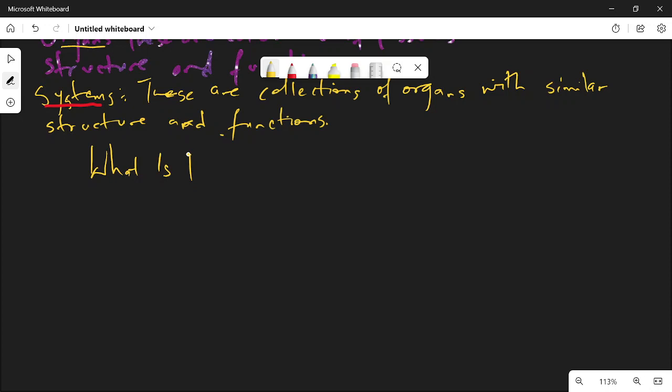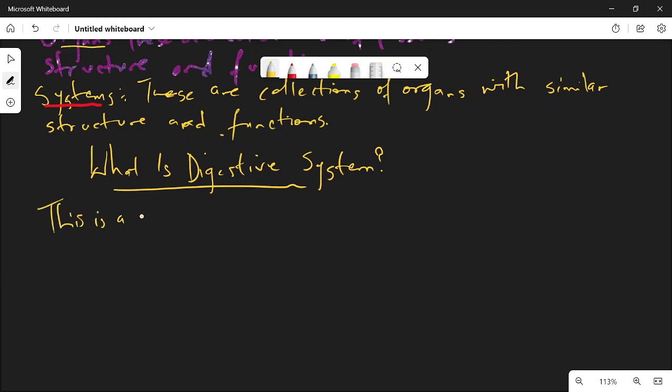What is the digestive system? That is the topic, or that is the question that we have to treat now. So when we talk about digestive system, we're talking about a collection of organs working together.